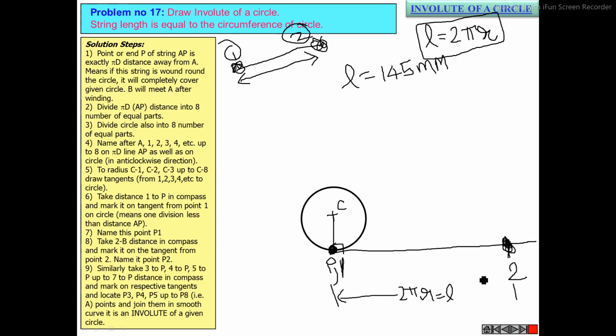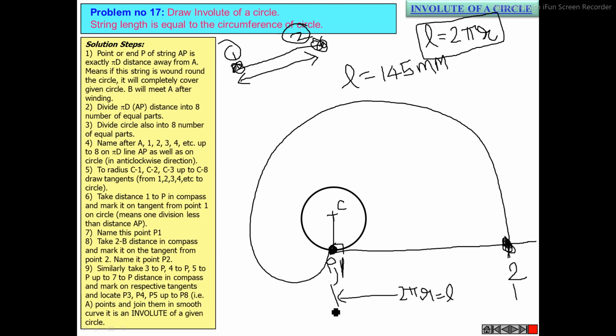Yes, sir. So that means my involute will start from point 1 and end at point 2, or start from point 2 and end at point 1, which is my point P. So that means I will get a curve somewhat like this. Yes or no?